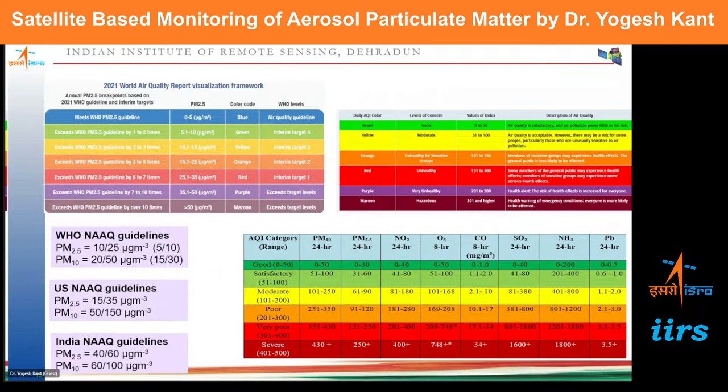When it crosses the very poor category, it gives an unsafe advisory, and then the local administration can authorize steps to control it. Sometimes you have seen that in the NCR and Delhi region, the local administration gives an advisory to shut the schools or colleges and control traffic, so that the air quality doesn't go into a very bad phase or the severe category.